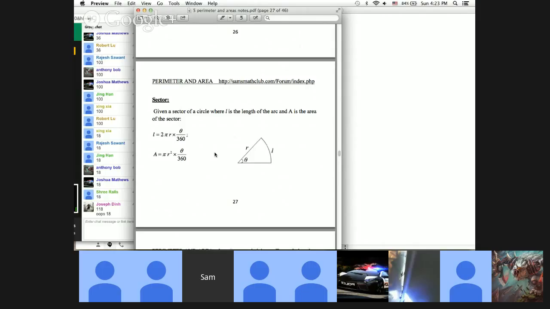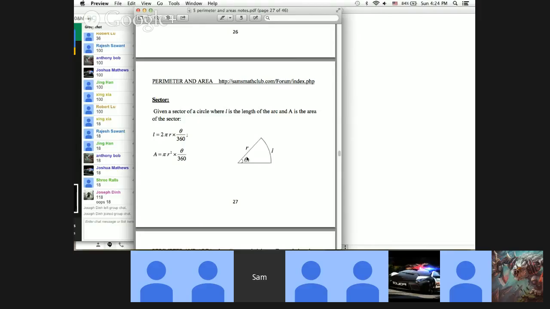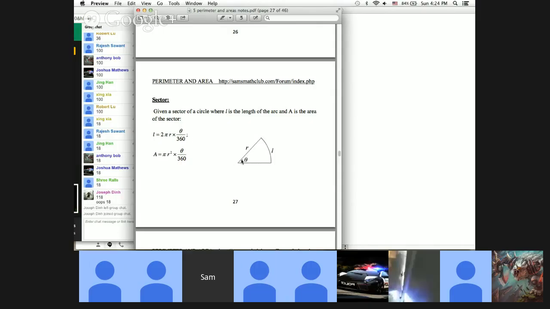Okay, sectors. Sectors are a little bit harder to grasp, so I'm just going to briefly mention sectors. Sectors are just portions of the circle, like pizza slices. So the arc length of this is 2 pi r, the total circumference, multiplied by the proportion of this angle to the whole angle, which is 360. Area is the same thing. It's the whole area multiplied by the proportion of this angle to the whole angle, which is 360. That's just good to know really quickly.